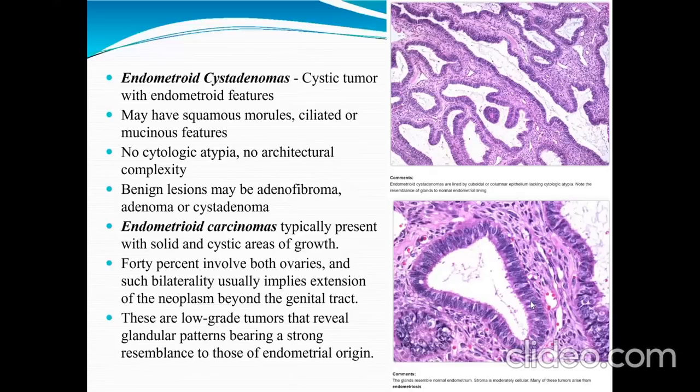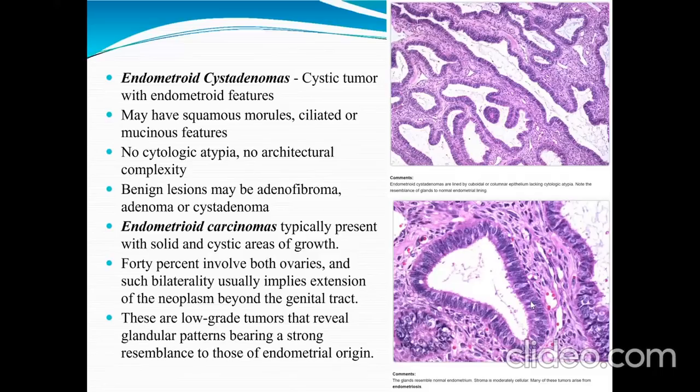Then we have the endometrioid carcinomas, which typically present with solid and cystic areas of growth. 40% involve both ovaries, and such bilaterality usually implies extension of the neoplasm beyond the genital tract. These are low-grade tumors that reveal glandular patterns bearing a strong resemblance to those of endometrial origin.